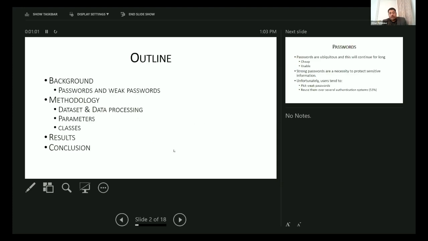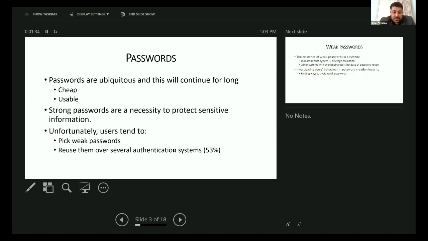To outline the agenda for the talk, I will be talking about some background: what is a password and why passwords are important, and what is a weak password and how dangerous or risky it is to have weak passwords in your system. Then my methodology: the dataset, data processing, parameters and classes for passwords. Before I conclude, I will show some results, and finally I will conclude with some remarks and future work.